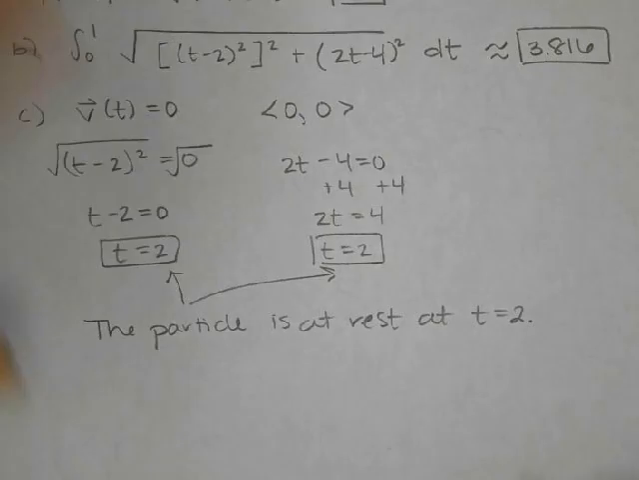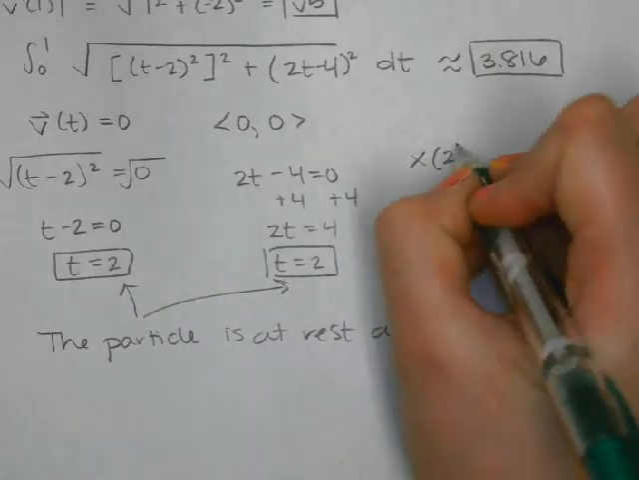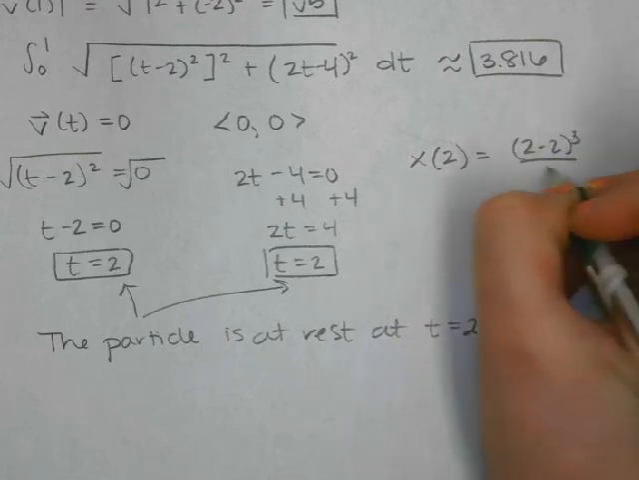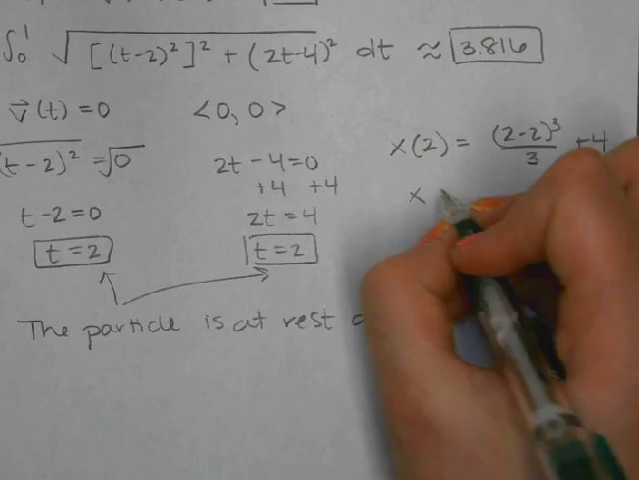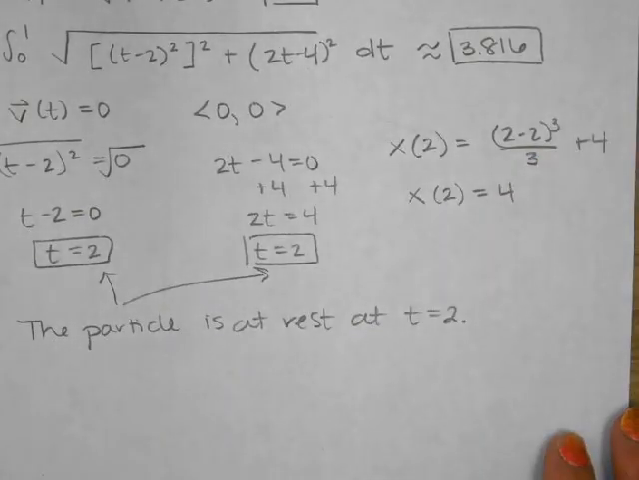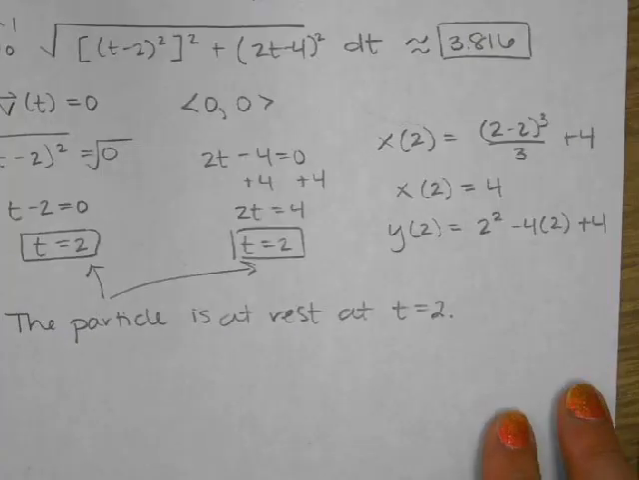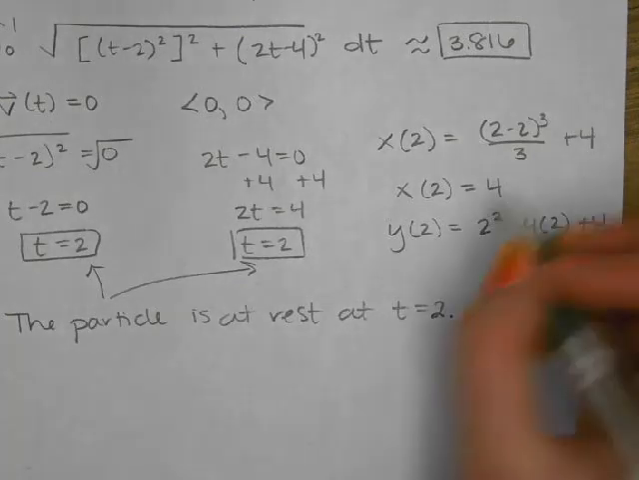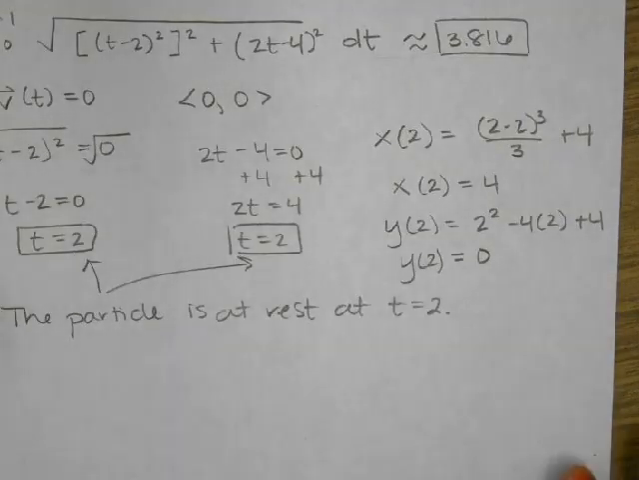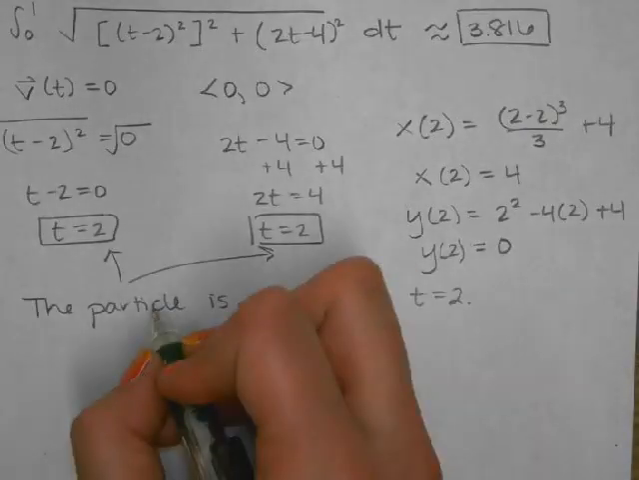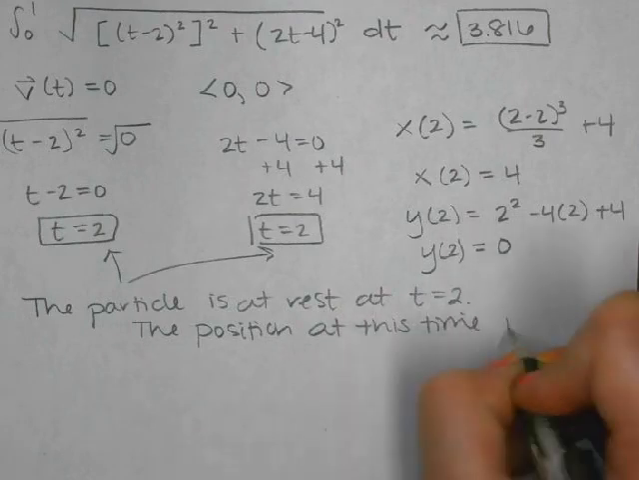And then it says, what is the position at that time? So now I need to go back to the position vector and figure out what that is. So x of 2 is going to be (2 minus 2) to the third over 3 plus 4. So that's 0 divided by 3. So the x coordinate, or the horizontal component, is going to be 4. And then y of 2 is going to be 2 squared minus 4 times 2 plus 4. So 4 minus 8 plus 4, that's just 0. And so the position at this time is 4, 0.